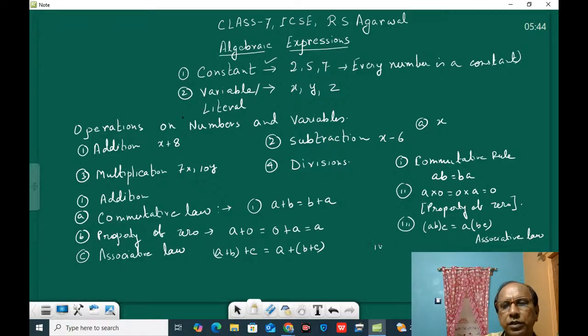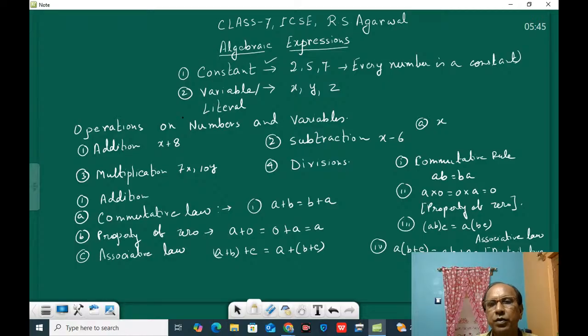And the fourth one is the distributive law. The distributive law is a into (b plus c) can be written as ab plus ac. And this is known as the distributive law.